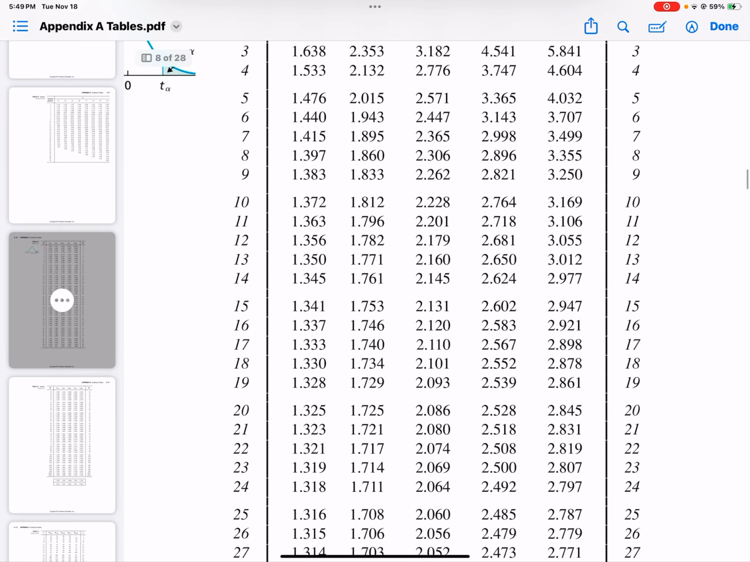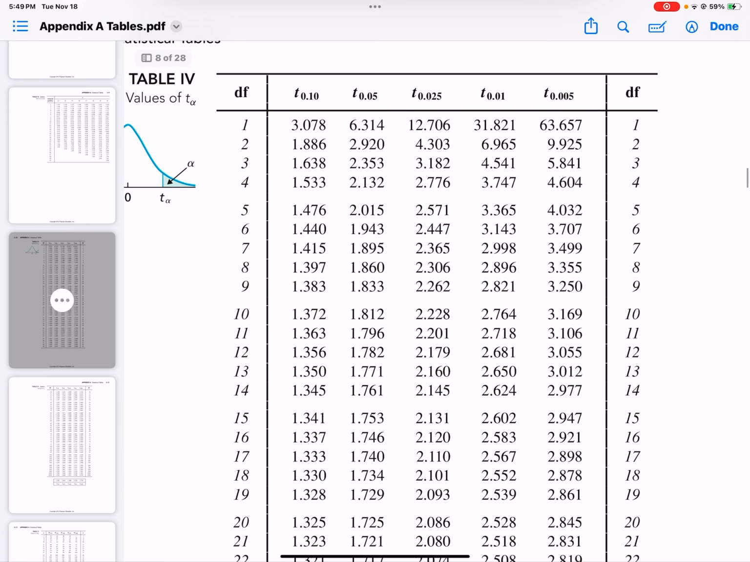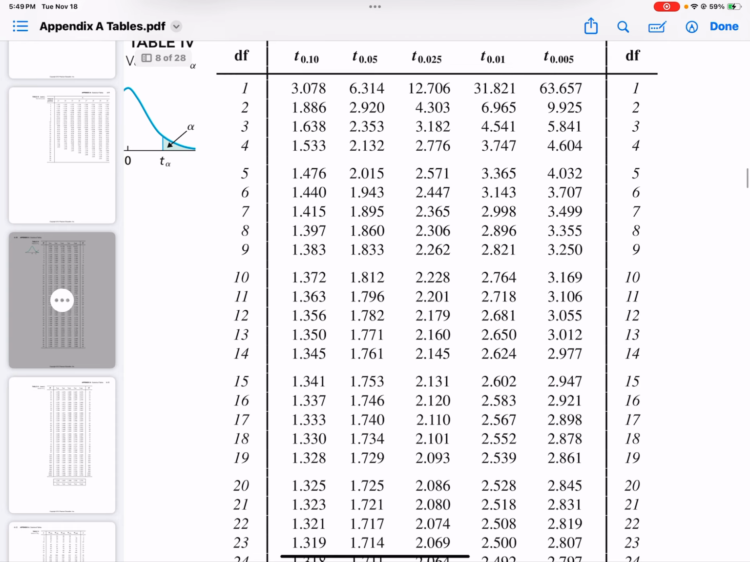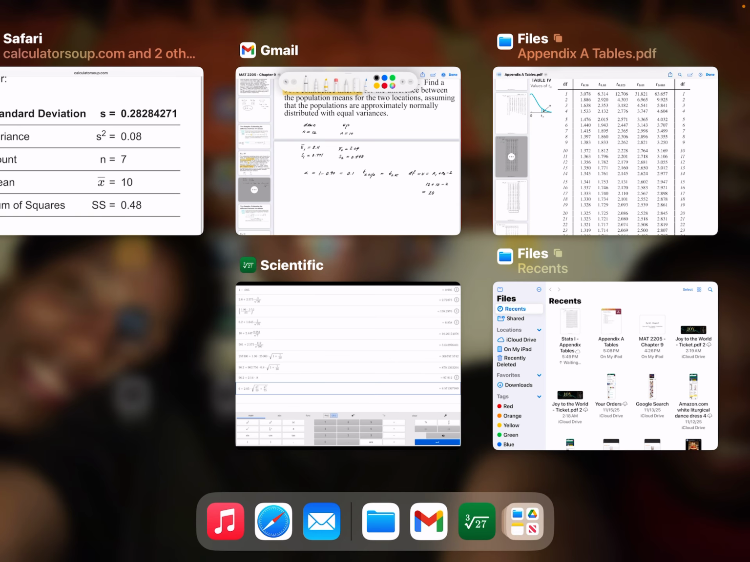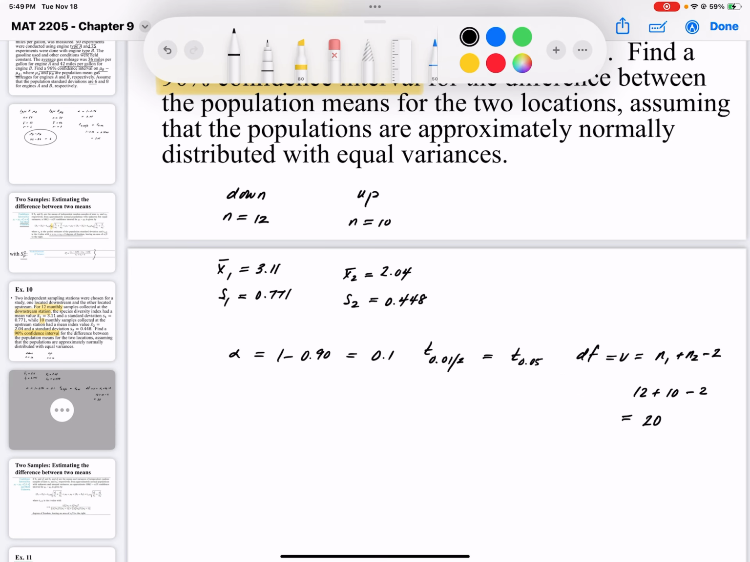So here's degree of freedom 20, t sub 0.05. I hope you could see there 1.725. I can't write on this one, but hopefully you can see 1.725. Okay, so we have that, and we have everything else. So let's just go right to the chart.